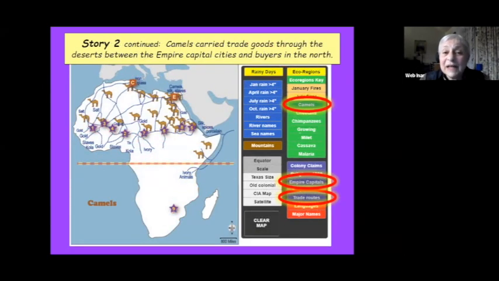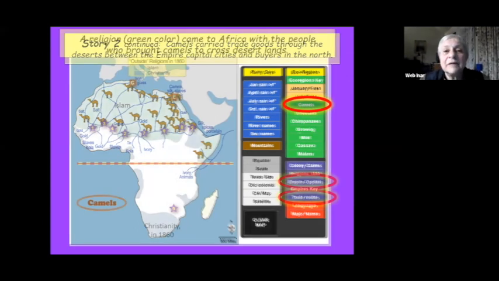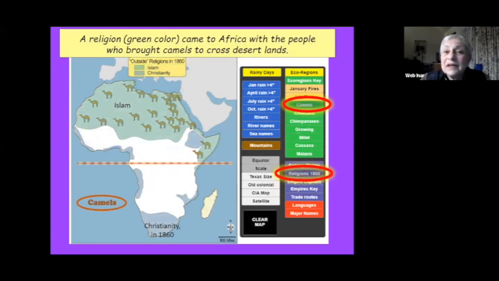They are in a place where camels would carry gold from the rainier parts of Africa or ivory from the rainier parts of Africa to places where they could be traded in North Africa. One last people topic is, with camels came the religion of Islam. And notice the relationship between the green color on the map and camels.